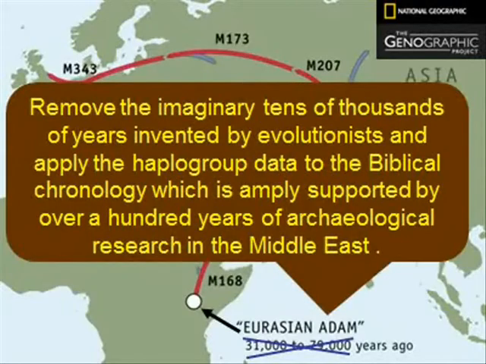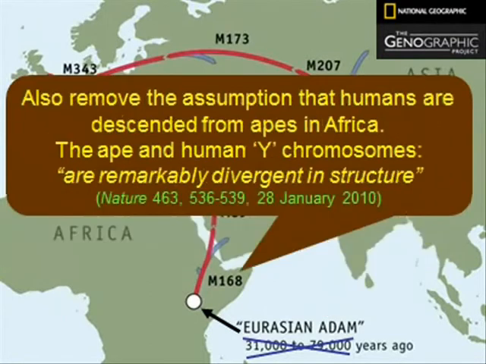So remove the imaginary tens of thousands of years invented by evolutionists and apply the haplogroup data to the biblical chronology, which is amply supported by 100 years or more of archaeological research in the Middle East. Also remove the assumption that humans are descended from apes in Africa. The ape and human Y chromosomes, according to the Nature magazine, are remarkably divergent in structure.